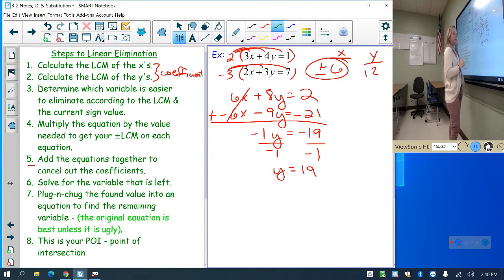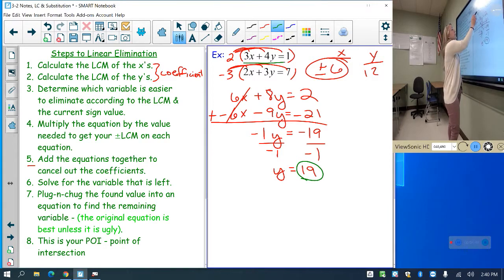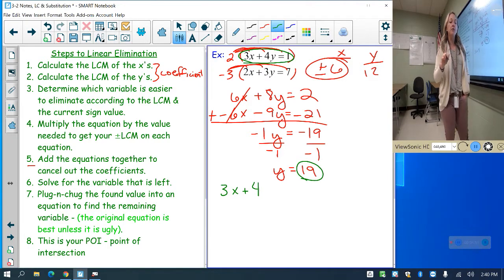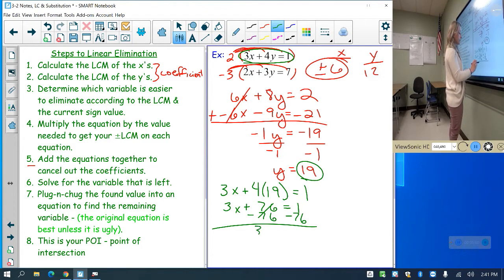Now I'm going to take that 19 and plug it into one of the two original equations that I was given and solve for x. So let's just say we take the first equation. So I have 3x plus 4 times y, but instead of y, I'm going to replace the y with the 19 that I just found. 3x plus 76 equals 1, subtract 76. So I have 3x equals negative 75, divide by 3, x equals negative 25.